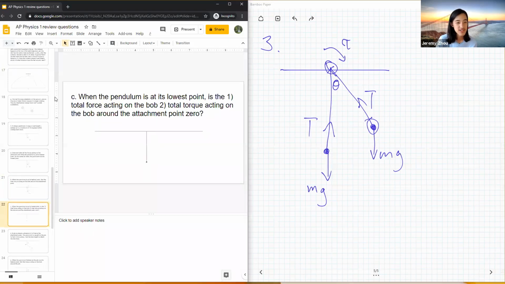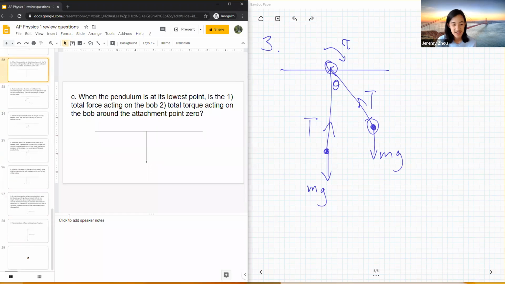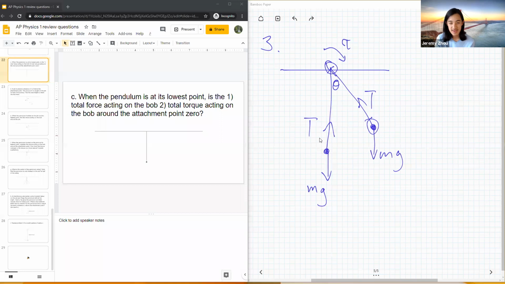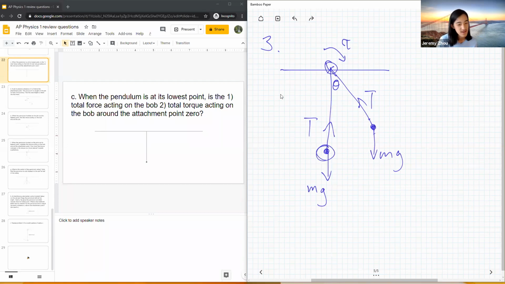Next, when the pendulum is at its lowest point, here, answer these conceptual questions. Is the total force acting on the bob zero? Oh, so this is the lowest point. And then the question is, is the total force zero? And is the total torque around this point zero? So let's answer the first question first. Is the force zero when it's at the bottom point?